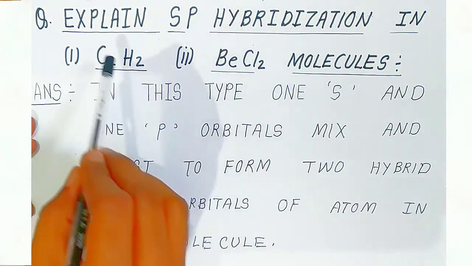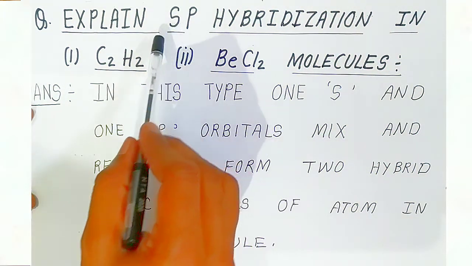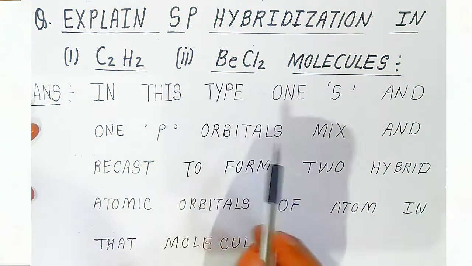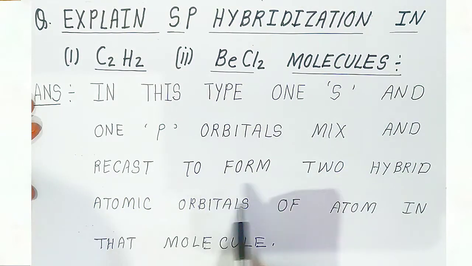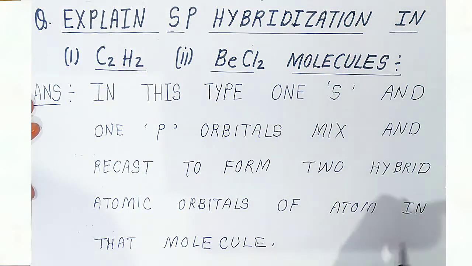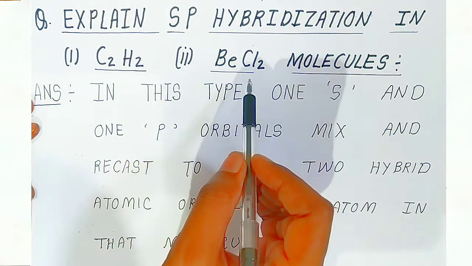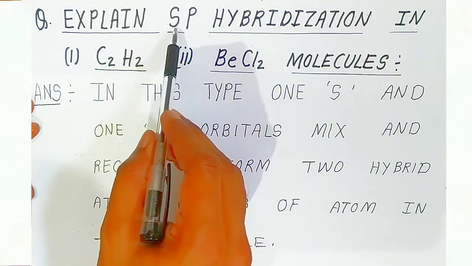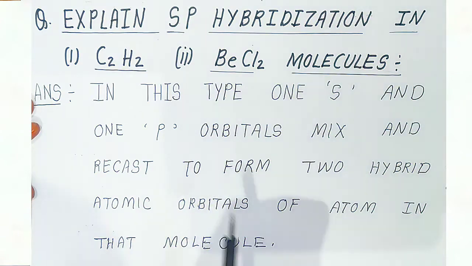Okay students, now first we are going to see what is sp hybridization. Here students, when you see s and p, when one s orbital and one p orbital mix and recast to form two hybrid atomic orbitals of the atom in that molecule, whether it is ethyne or beryllium chloride, we call it sp hybridization. So students, because one s orbital and one p orbital mix, how many atomic orbitals will form? Two hybrid atomic orbitals will form in this molecule.